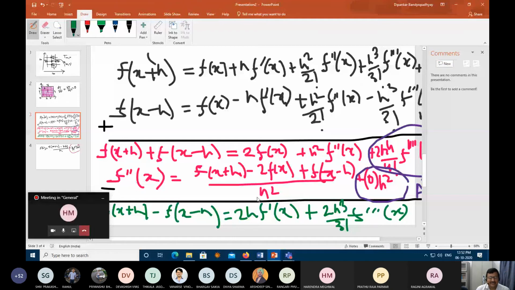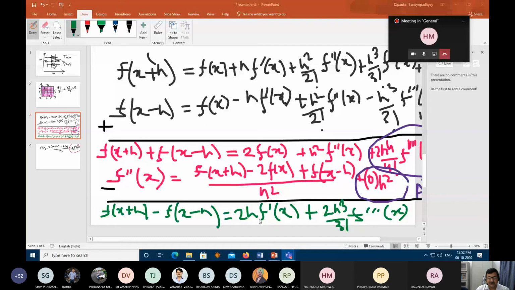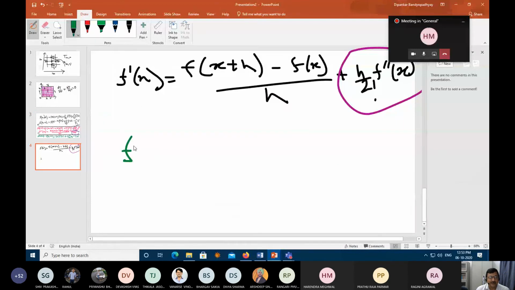Correct? Now you see that I just put it here, f(x plus h) minus f(x minus h). So f dot x becomes what? If I divide the entire thing by 2h, and if I want to evaluate this one, what is the truncation error? H divide. So this becomes second order. So you can write a second order accurate f dot x as f dot x is equal to what?